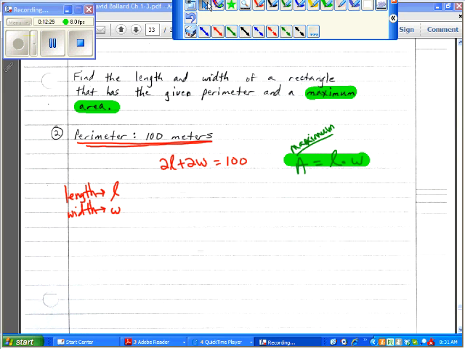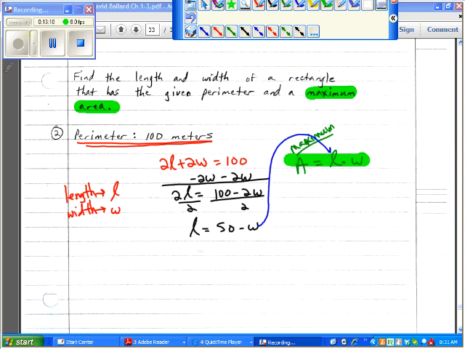Now, again, we have 3 variables, and we need to get it in terms of one variable, right? Only length or width. So let's just isolate the L. If we isolate the L, we would subtract 2W. That would give us 2L is equal to 100 minus 2W. Divide by 2, and we have L is equal to 50 minus W. We can put that in place of L.